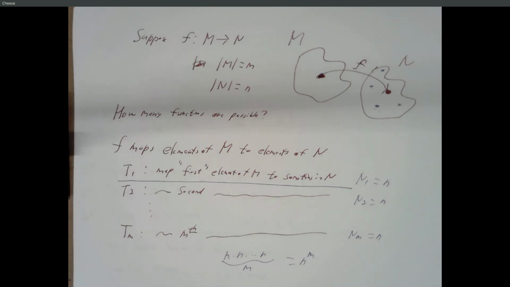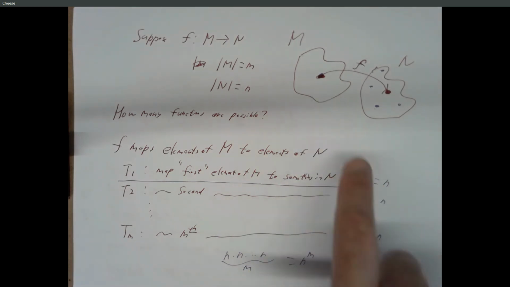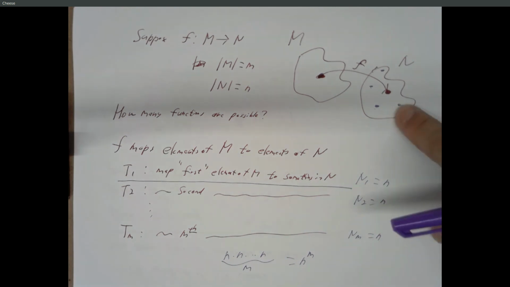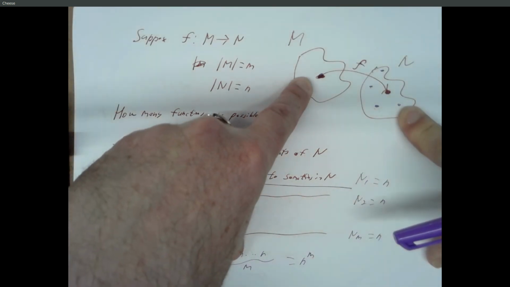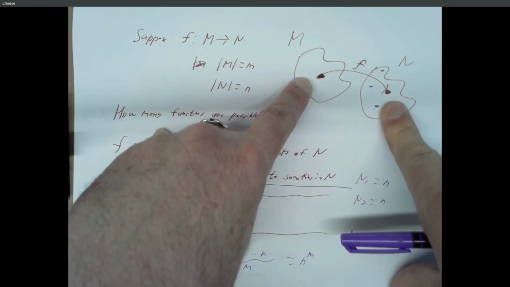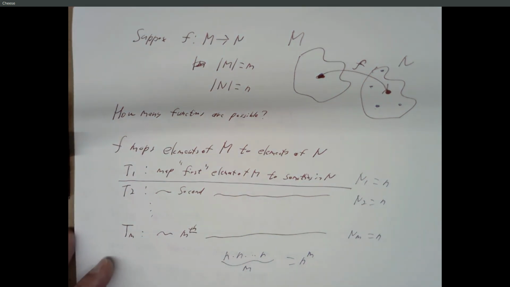So I think it just depends on how many elements are in M and N. If M has just one element, then we have a total of n possible functions. If they both have one element, there's only one possible function. And if N only has one element, even if there's 100 things over here in M, there's only one possible function, because everything's got to map to that one element in N. So it's going to be 1 to the m, which is just going to be 1.